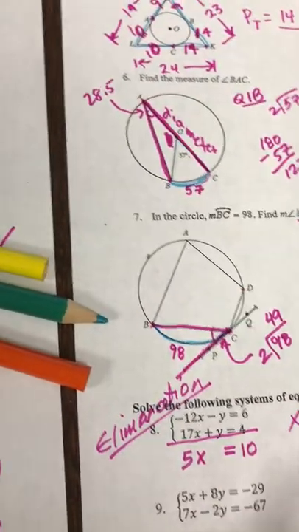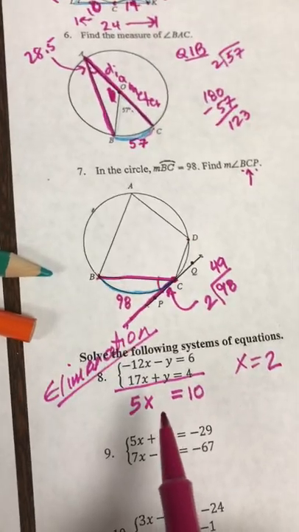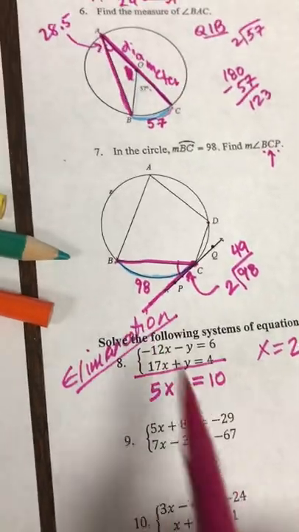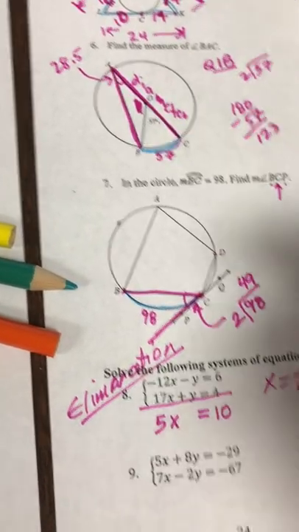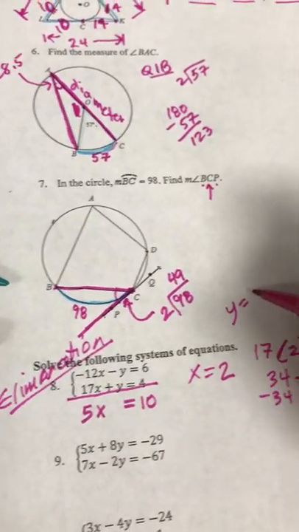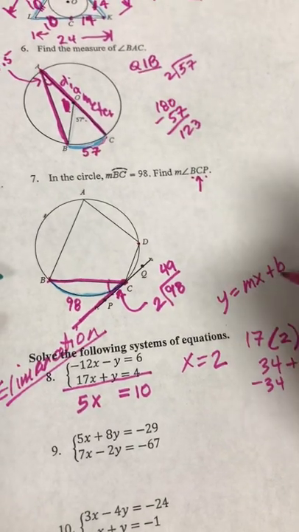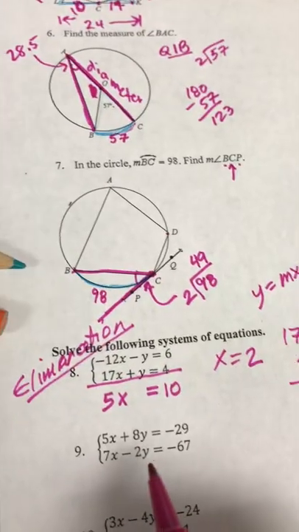Next one. It's not really set up for elimination, and it's also not set up for substitution. The other method is graphing, but I don't really see graph paper here. Graphing is easiest if the equation is already set up in the form that helps me graph. So I think elimination is still the best answer.